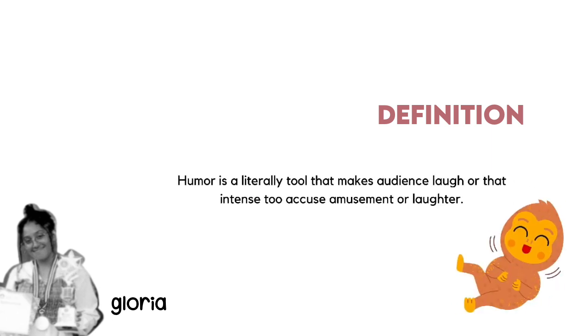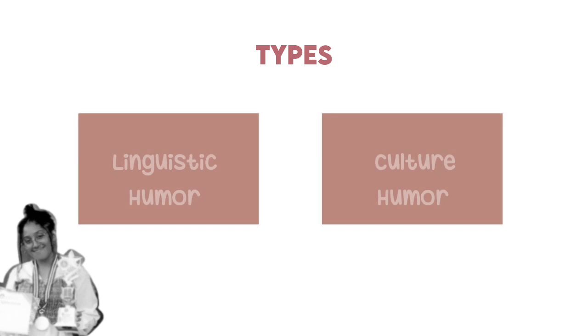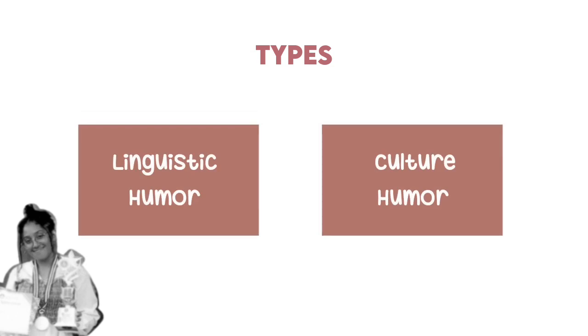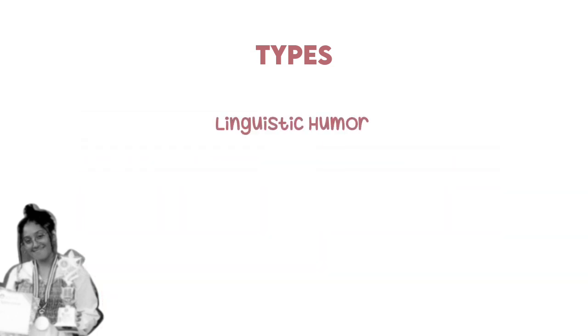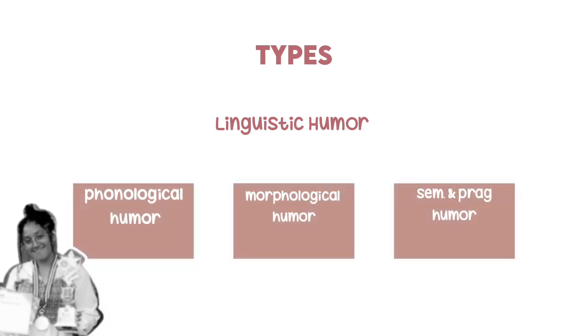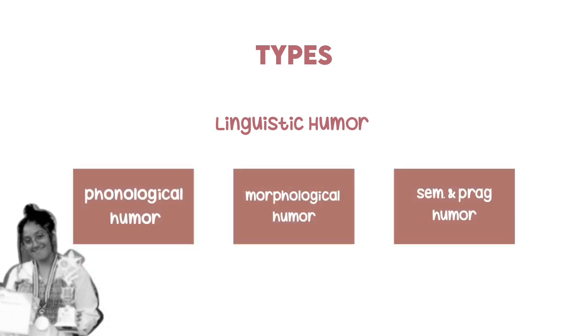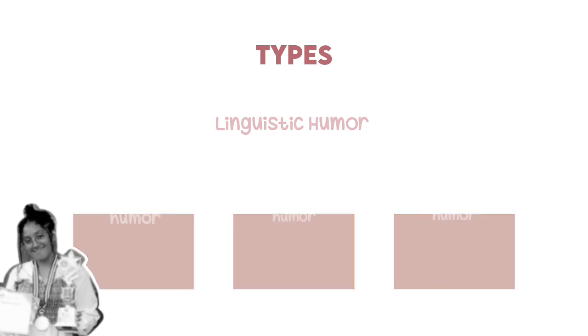So let's jump into humor. So what is humor? Humor is a literary tool that makes the audience laugh or that intends to induce amusement or laughter. There are two types of humor. The first one is linguistic humor and the second one is cultural humor. Linguistic humor is divided into three types. The first one is phonological, the second one is morphological, and the third one is semantic and pragmatic humor.